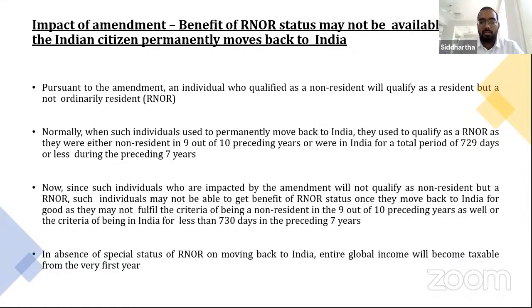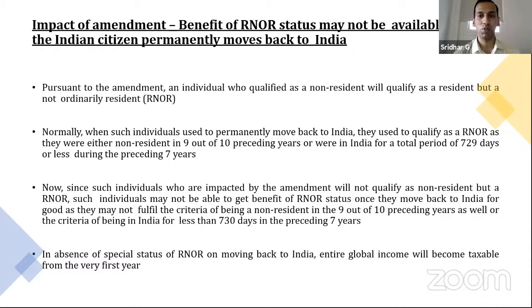So, Sridhar, we also need to be careful here. If a person who becomes a resident and not ordinary resident due to this amendment moves back to India permanently, earlier since he was non-resident for the preceding financial years, he was not satisfying the criteria to become an ordinary resident. Now that criteria is being satisfied since he is a resident in all the previous financial years. So in the first year itself, he becomes an ordinary resident, and he is required to pay income tax on his global income.